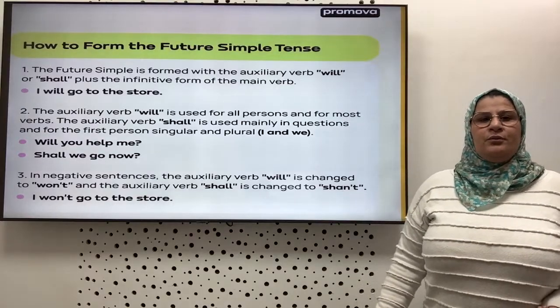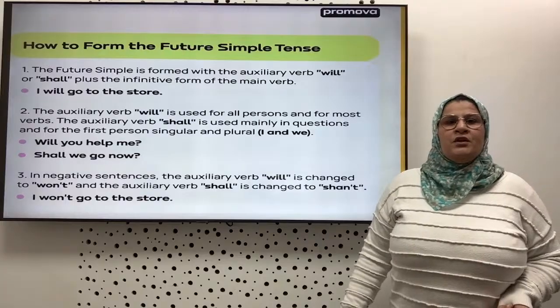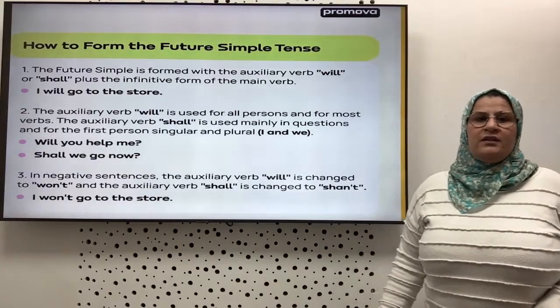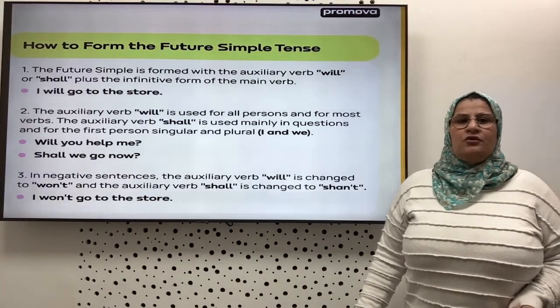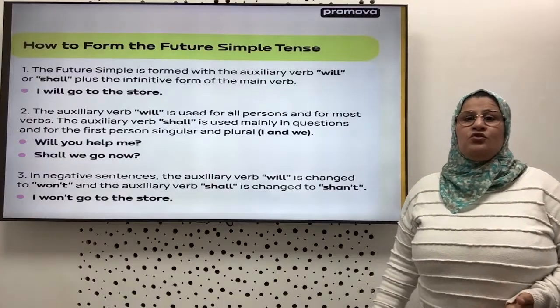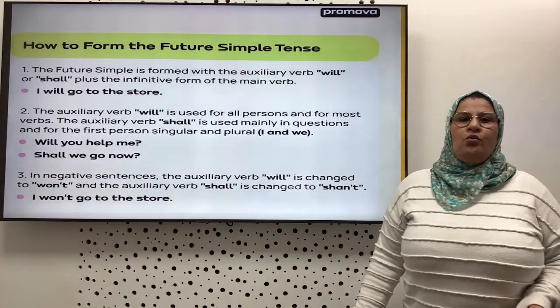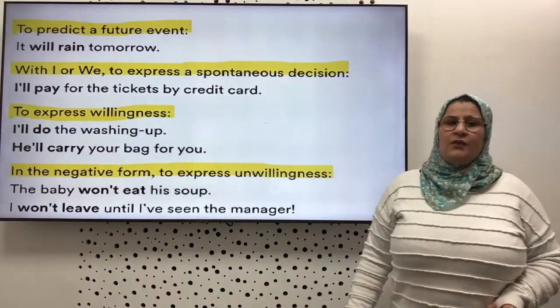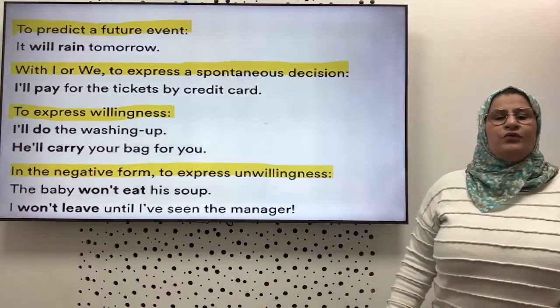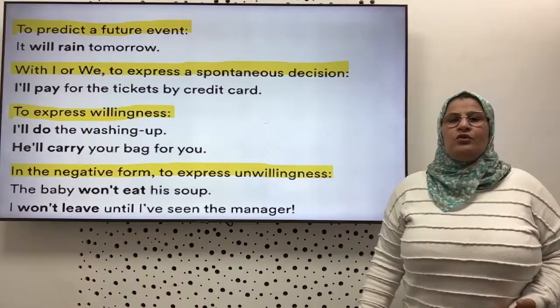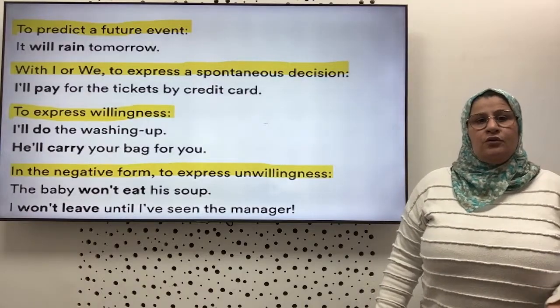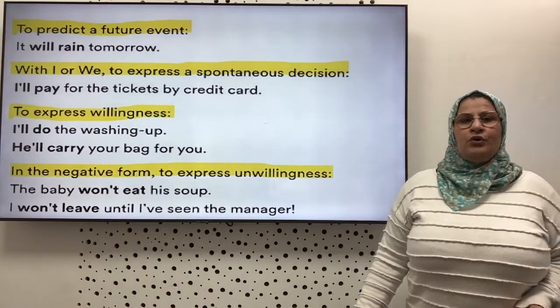In the negative sentence, the auxiliary verb will is changed to won't and the auxiliary verb shall is changed into shan't. For example, I won't go to the store. Another use of the future simple is when we want to predict a future event. For example, it will rain tomorrow.